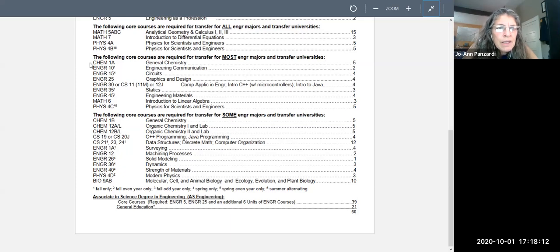Chem 1A, every engineering major takes Chem 1A, but there are a couple of universities for electrical or computer engineering that don't require chemistry. The next course, Engineering 10, you don't need to write all this down because I'm going to help you with it. Engineering 10 is required for San Jose State and Berkeley. Circuits is not required for civil engineers. Graphics and 35 and 45 are not required for electrical or computer engineers. So these are the courses that you're going to be taking.